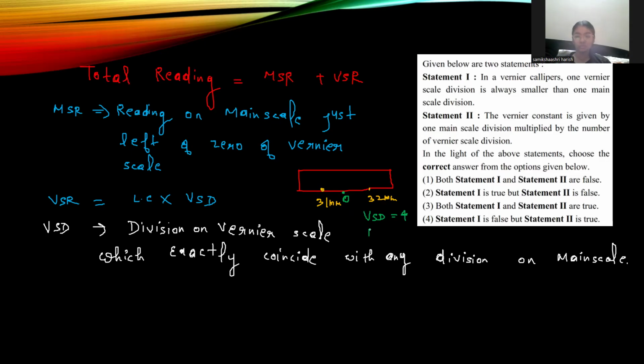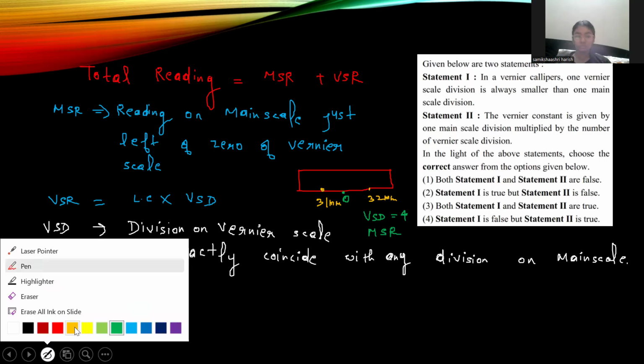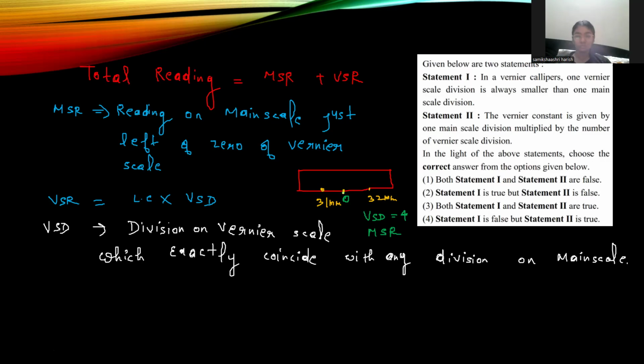So main scale reading is the reading on the main scale just before, or just left of, the zero of the vernier scale. So this is the zero of the vernier scale. Can you see? Just before it, what is the integer value? That is the main scale reading, 31 millimeter. Clear?